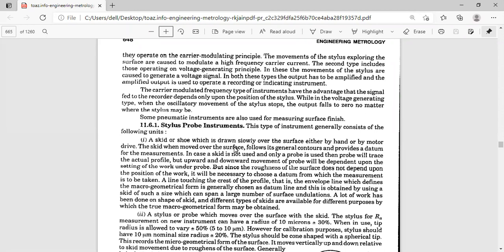So in case a skid is not used and only a probe is used, the probe will trace the actual profile. But what will be happening? There's a disadvantage also, because the upward and downward movement of the stylus or probe will be depending upon the setting of the work under the probe.